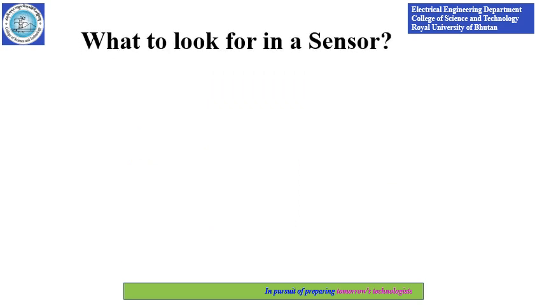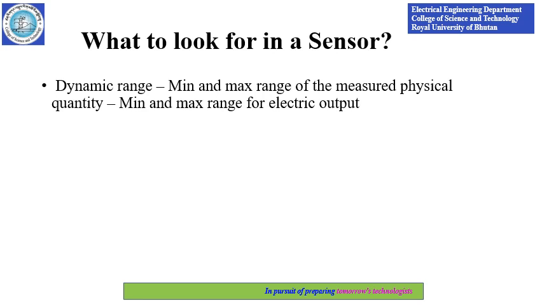What to look for in a sensor? There are a few factors that determine whether the sensor is of good quality or not. So we need to consider those factors while choosing a sensor. First thing we need to look at is the dynamic range of a sensor. Basically, the dynamic range is the minimum and maximum range of measured physical quantity, and the minimum and maximum range for the electric output. What this is trying to say is that the sensor needs to accept a wide range of input and it should be able to display a wide range of output. So that is the dynamic range of a sensor.